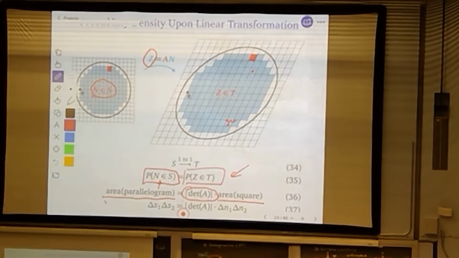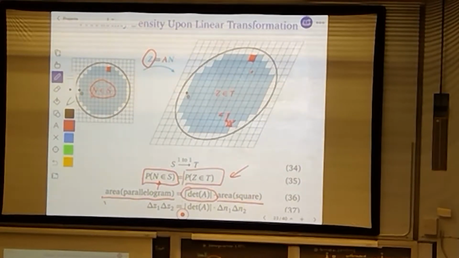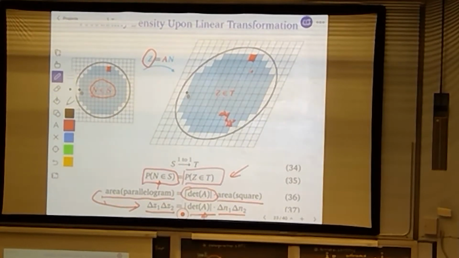Which means that for each cell you have delta z1 and delta z2. This area is calculated as delta z1 times delta z2, and this is delta n1 times delta n2. So this equation leads to this: delta z1 times delta z2 equals this factor times delta n1 times delta n2.